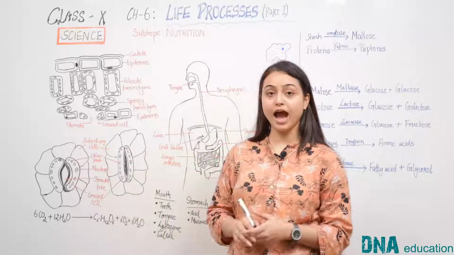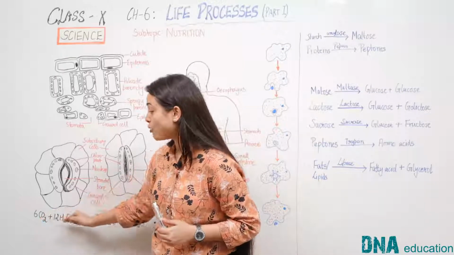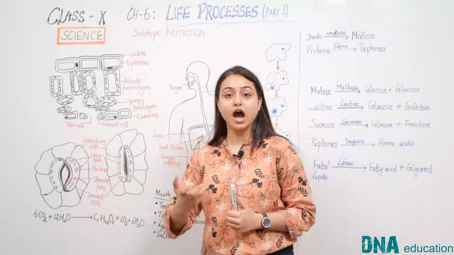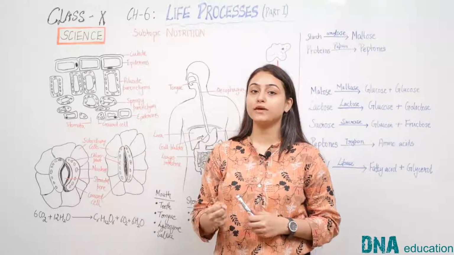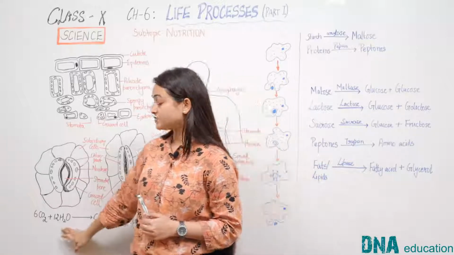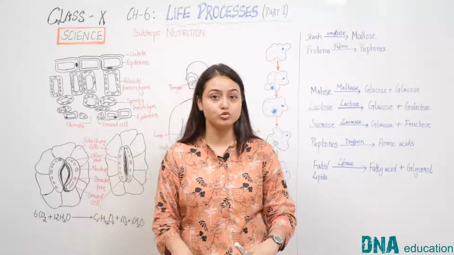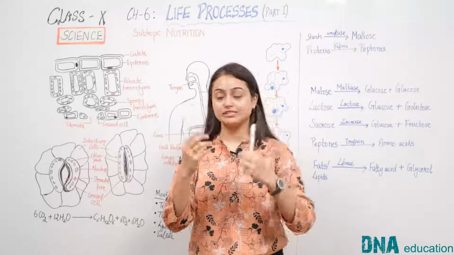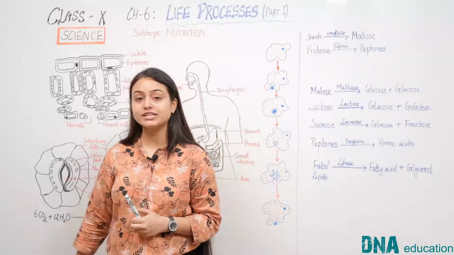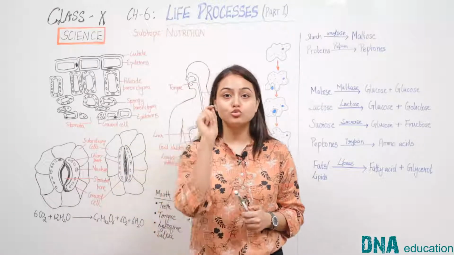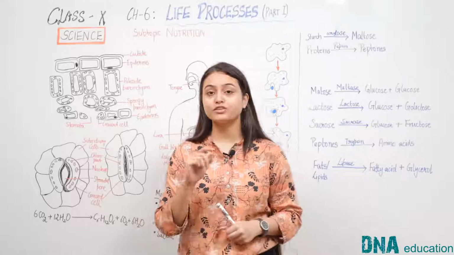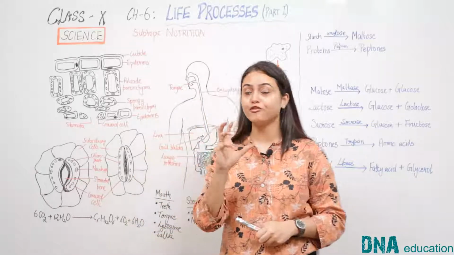Now let us study how the process of nutrition goes on in plants, how they take in the raw materials to make their own food. As we know, water is absorbed by the roots of the plants and then supplied to the leaves through vessels. Similarly, carbon dioxide is taken in by the plants through tiny pores present on the surface of their leaves. Let us first understand the structure of a leaf of a plant.